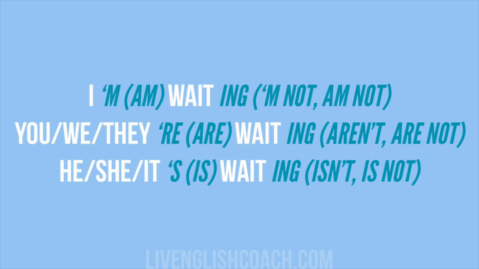For the first person singular, the verb to be has the form of am. And for you, we, they, it's are.